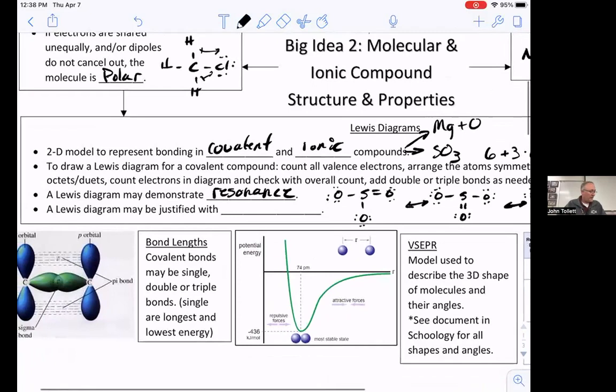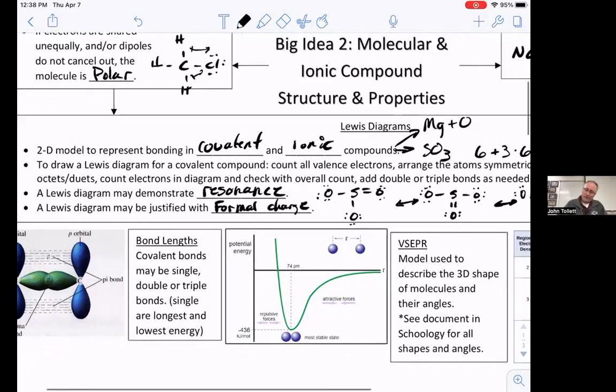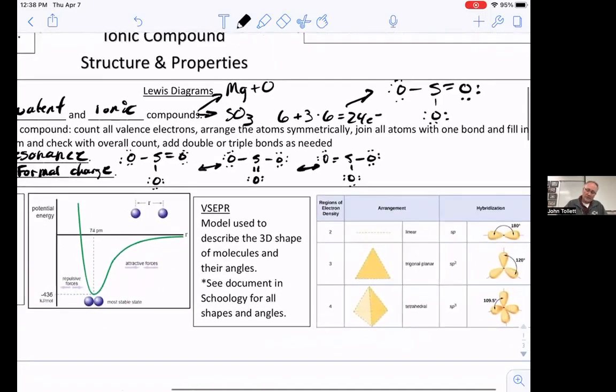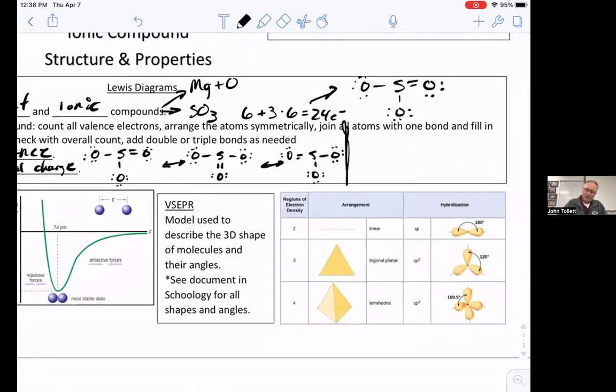A Lewis diagram may be justified with what is called formal charge. And it's been a while since we did that, right? But in formal charge, you may have multiple drawings of a structure, and you have to kind of figure out what they are when you go through them. So I'll go ahead and do my formal charge over here on this side here. Let me pause this just for a second.